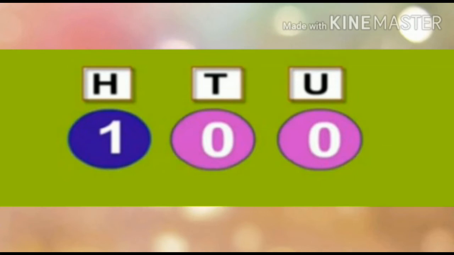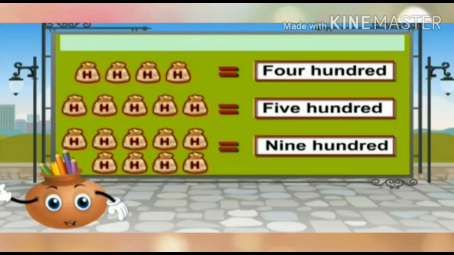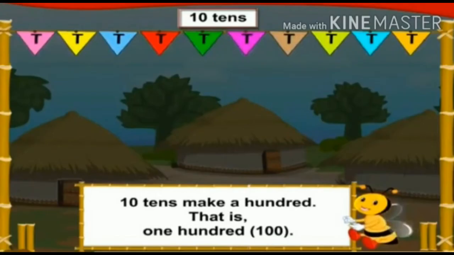Now, similarly, 200 means 2 hundreds, 300 means 3 hundreds, 400 means 4 hundreds, 500 means 5 hundreds, 900 means 9 hundreds. Now let us revise the concept of hundreds.